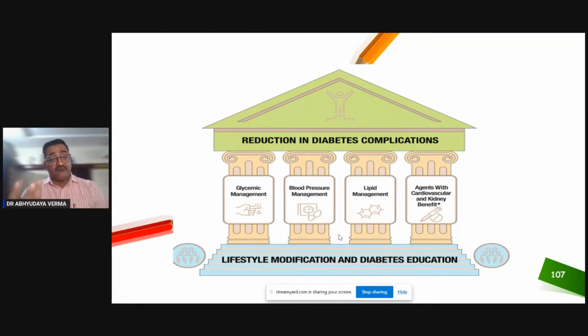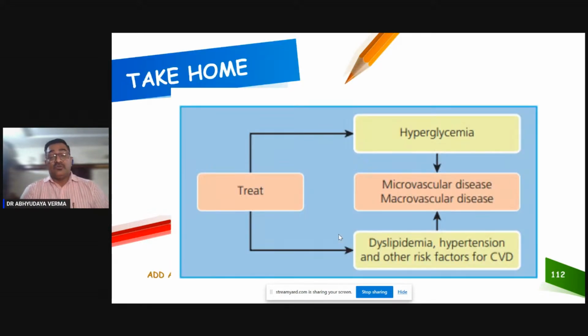Nowadays, we have new OHAs also available, which can give extra cardiovascular and kidney benefit. So, we have to take care of hyperglycemia, reduce the micro and macrovascular complications with a good control of dyslipidemia, hypertension, and other risk factors.